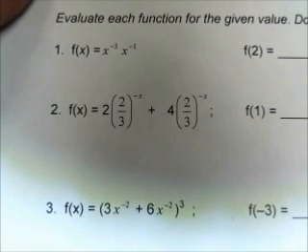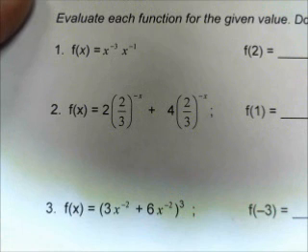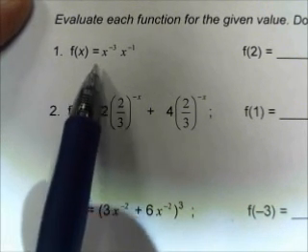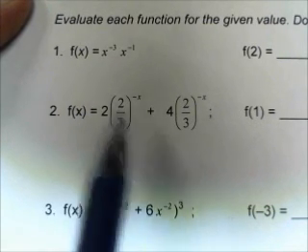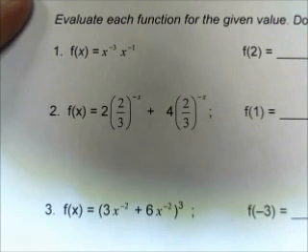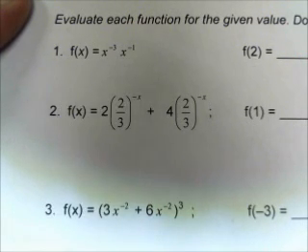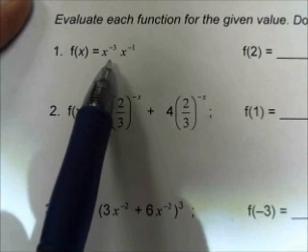Okay, and finally, our last section of this, page 3 of the notes. Evaluate each function for the given value. Don't use a calculator. We have f of x equals x to the negative 3 times x to the negative 1. We want to evaluate f of 2. Well, we know we would go and replace our x's with 2. Before we do that, we could simplify this first if we wanted.